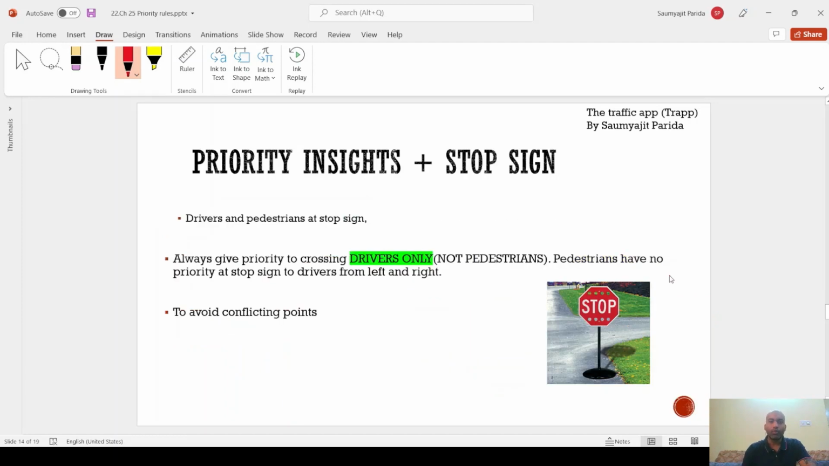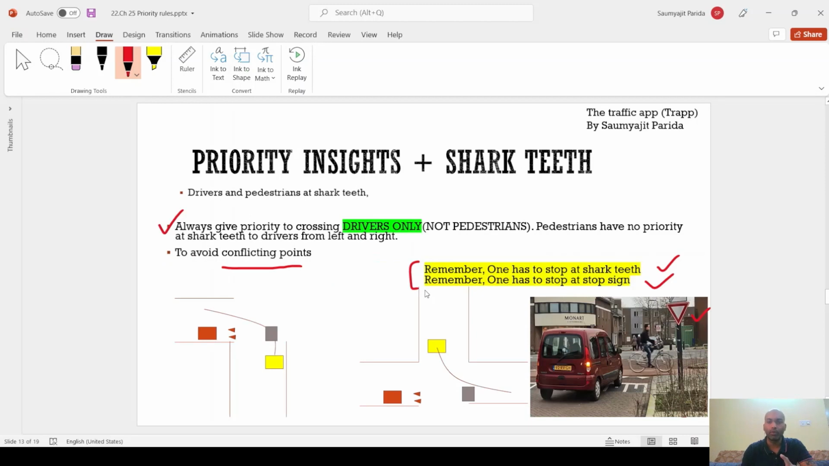Okay, then moving forward, drivers always give priority to crossing drivers. If this is the signpost, a stop signpost, then always give priority to drivers only, not pedestrians. Pedestrians have no priority at a stop sign over drivers from left and right. The same is applicable for this signpost also.